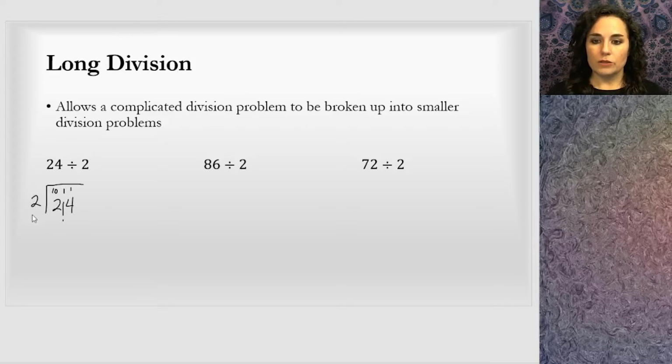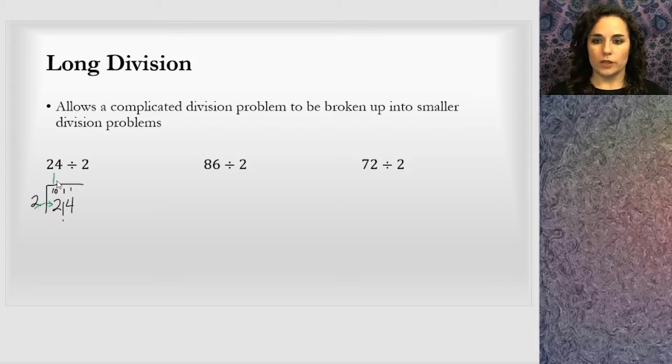So when I think about 24 divided by 2, I already know the answer, it's 12. But what we do to begin with is we take 2 and we ask how many times does 2 go into whatever number is out front. And here it's the tens column. So when I think about how many times 2 goes into 2, well, 2 divided by 2 is 1. 2 goes into 2 1 time.